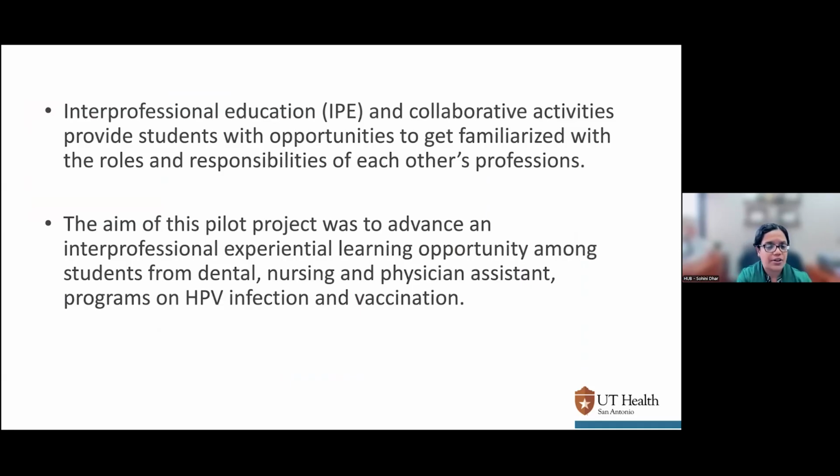Interprofessional education and collaborative activities provide students with the opportunities to know their colleagues in other specialties, to know how to function collaboratively, to know about their responsibilities, to respect each other's responsibilities, and above all, to work collaboratively to give that perfect care, to give that whole body care to their patients. That's our ultimate goal. So the aim of this pilot project was to advance an interprofessional experiential learning opportunity among students from 3 different schools to teach them how they can work collaboratively to address HPV infection, reduce the rate or screen for oral and oropharyngeal cancer, and promote and advocate HPV vaccination. Next slide, please.